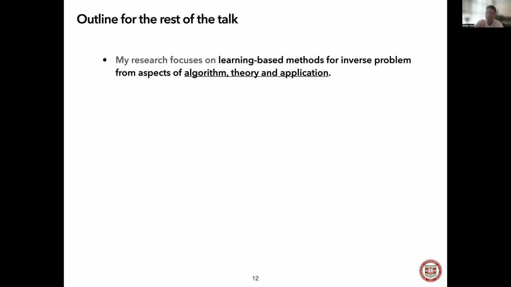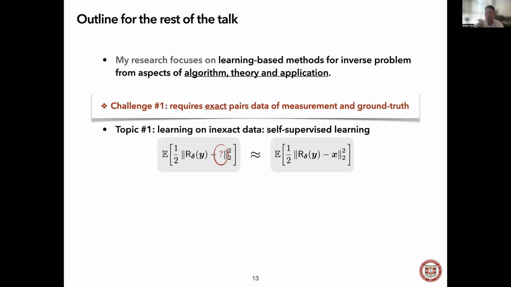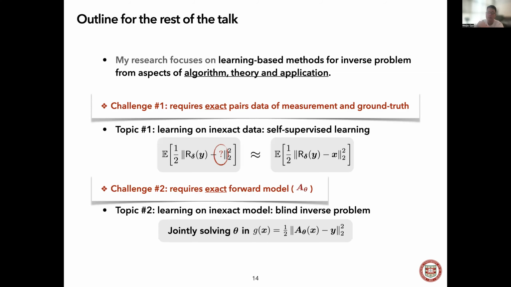So here is the outline of my talk. My research focuses on deep learning based methods for inverse problems, from algorithm to theory to application. There are two topics in the rest of today's talk, which correspond to the two challenges I just mentioned. The first challenge is that you require exact pairs of measurements and ground truth data for training. So the first topic is learning on inexact data, which is self-supervised learning. How can we train a neural network if we don't have the ground truth? That's the first topic I will cover. The second topic corresponds to the second challenge, that you need the exact forward model A theta. So the second topic is learning on an inexact model, which means you don't have exact information about the forward model. You are going to jointly recover the images and whatever uncertainty is inside the forward model. That's the second topic.